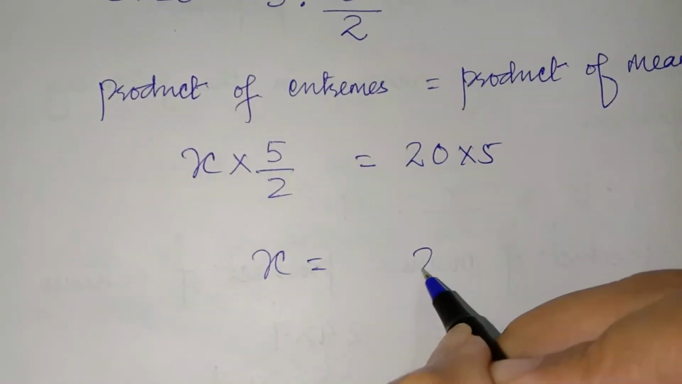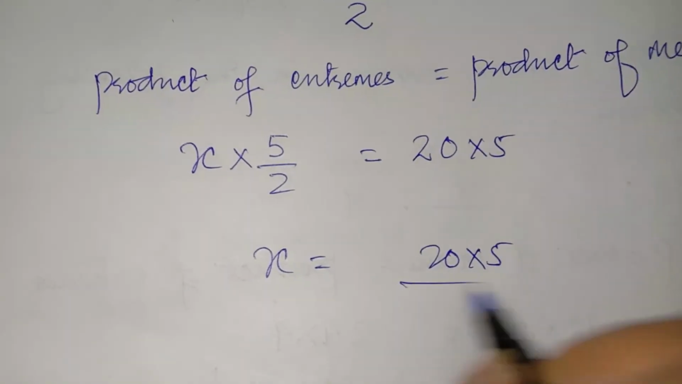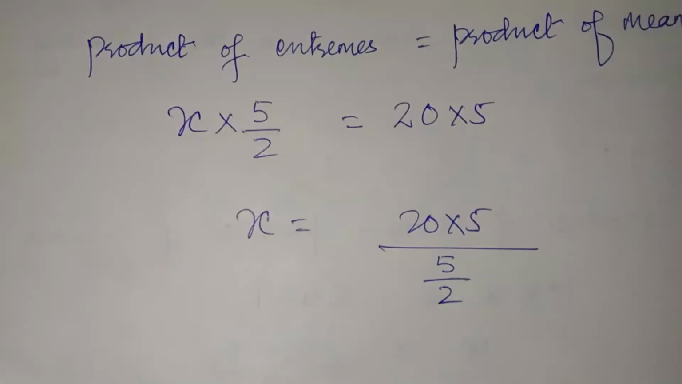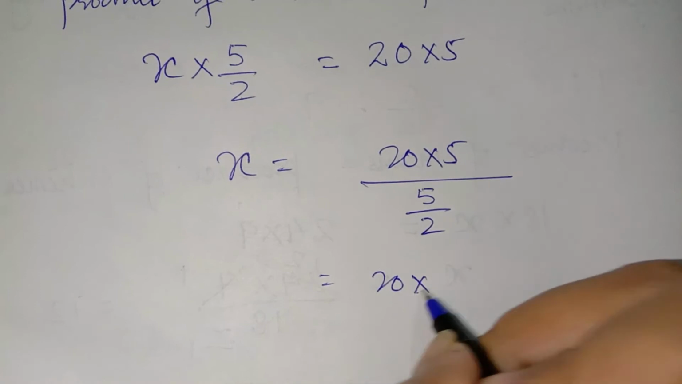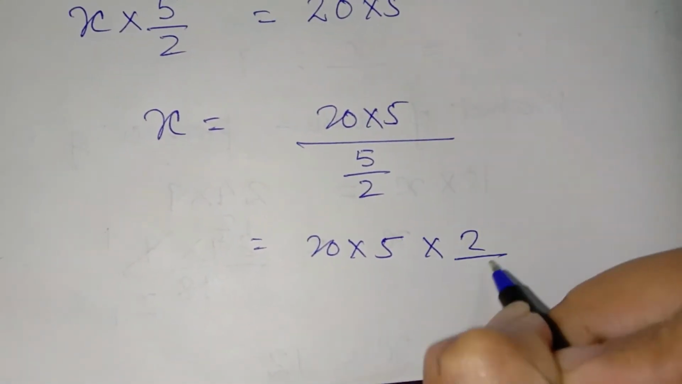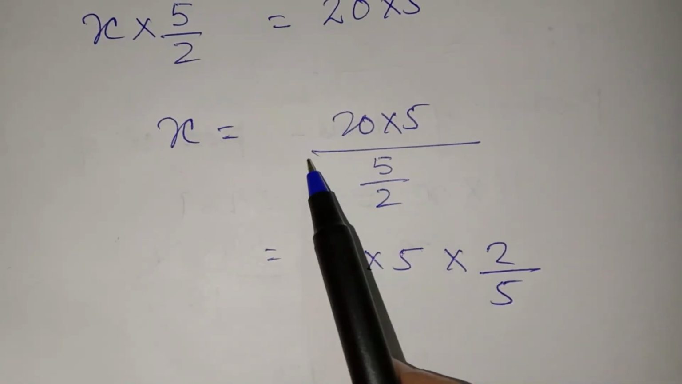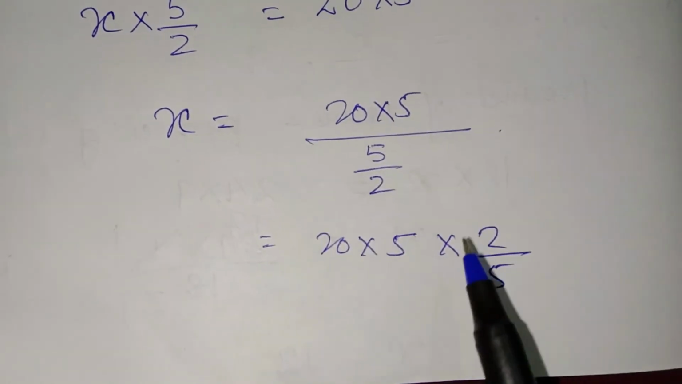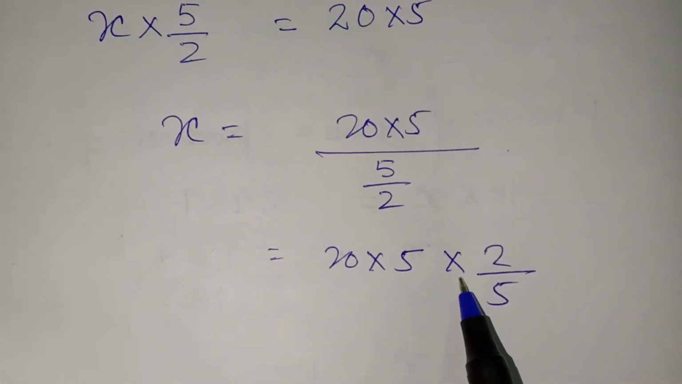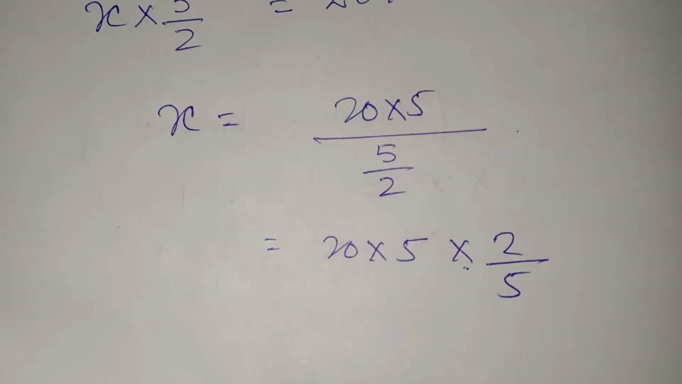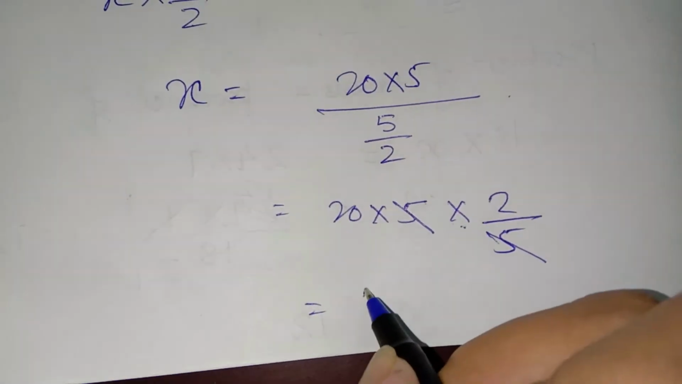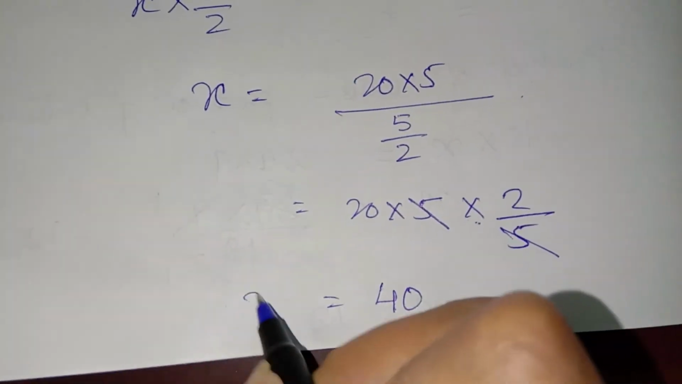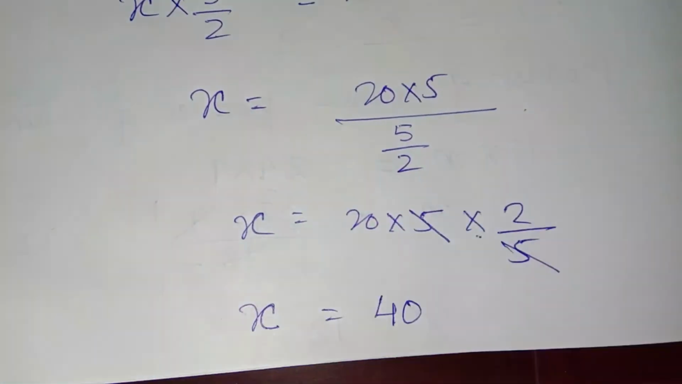x is equal to 20 into 5 divided by 5 by 2. Now this fraction we have to write up, no? So when we write this fraction up, we have to write the reciprocal, because this is division. Whenever we convert division into multiplication, we have to write the reciprocal. Now 5 and 5 cancel. 20 into 2, 40. So the missing term x is 40.